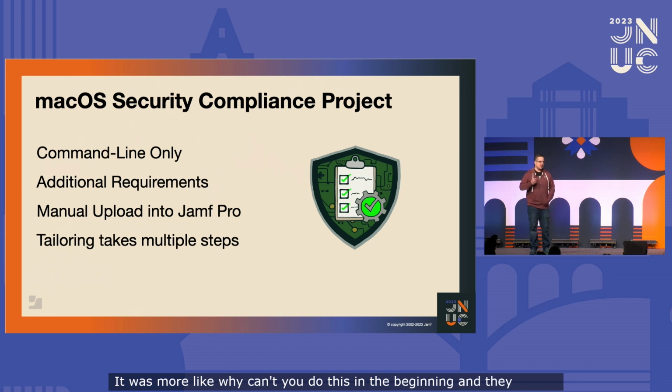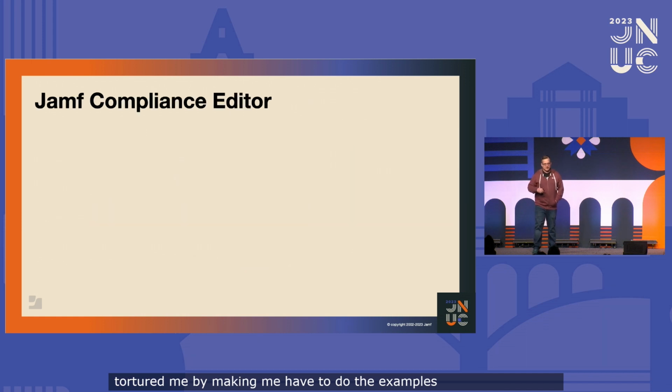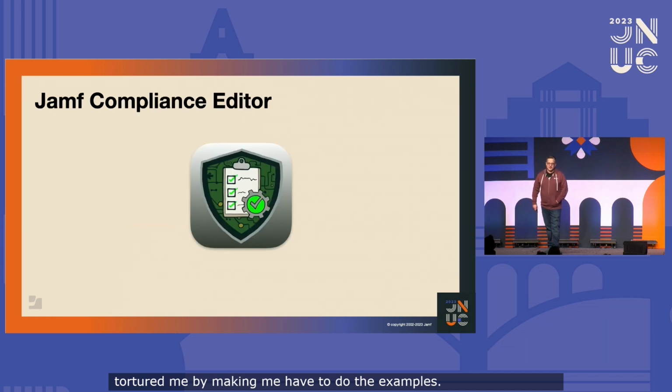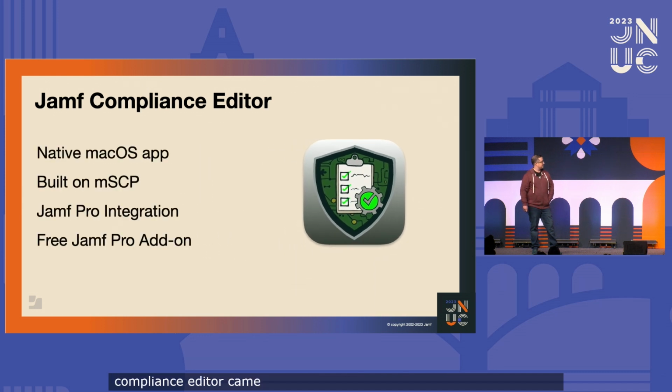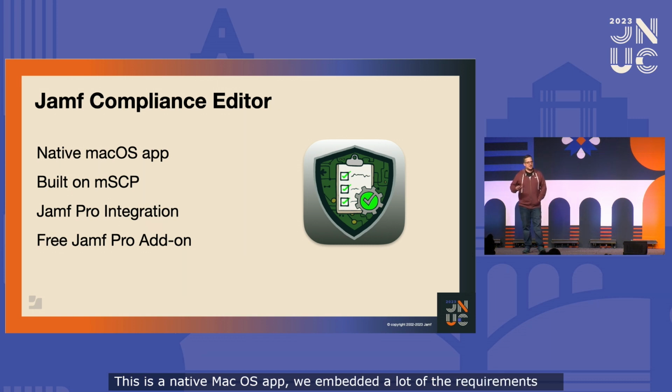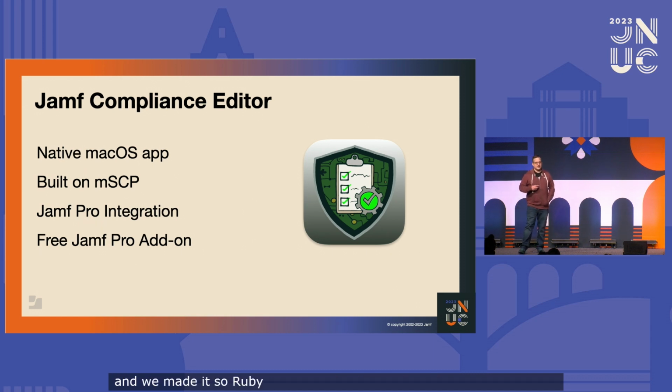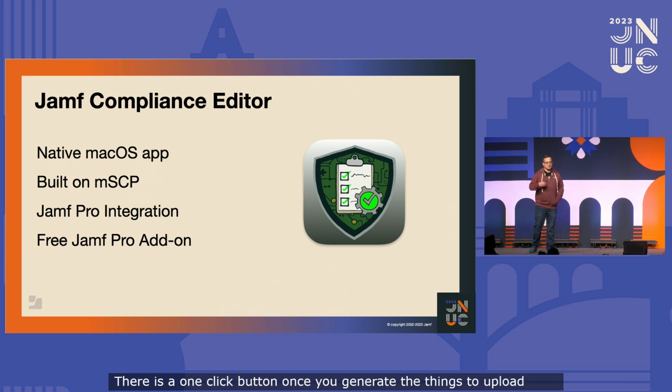When I joined Jamf, I was approached by somebody in professional services who wanted to make it easier for our customers to use the project. And so that's where Jamf Compliance Editor came in. We released this in October of 22. It is a native macOS app developed in Swift. We've embedded a lot of the requirements of the mSCP project, and we made it so that the Ruby gems are not using the system Ruby. So when you load the app, you don't need to put in an admin password for anything. As well, there is a one-click button, once you generate all the things, to upload them into Jamf Pro. And that's using API roles and clients now, so that's even been updated recently.